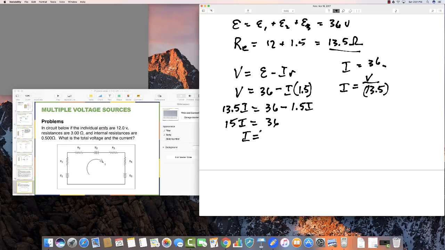So I is going to equal 2.67 amps. And then substitute that back up here. It's going to be 36 minus 2.67 times 1.5. So V is going to end up being approximately 32.